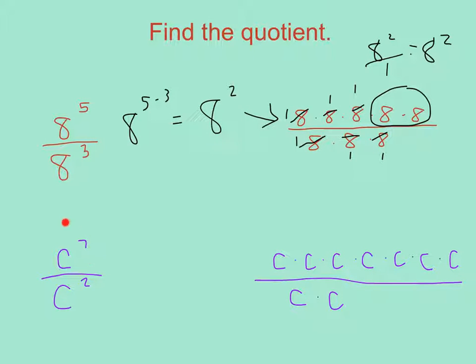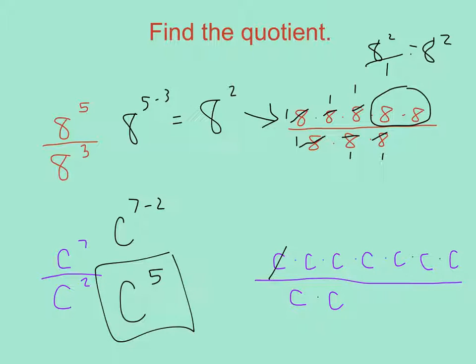So it's the same thing down here. I could do c to the seventh power minus 2 of the exponents there, and that would give me c to the fifth power would be my answer, and the reason is if I simplify, these cancel out, and I'm left with c to the fifth power.